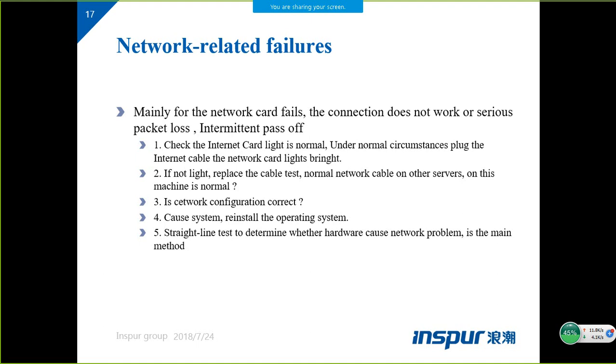So we need to cooperate with the other team, especially the customer on-site guys, to fix this problem. So we can talk about network related failures case by case.